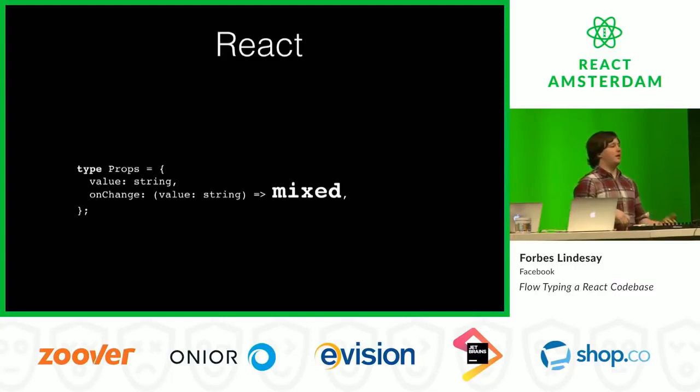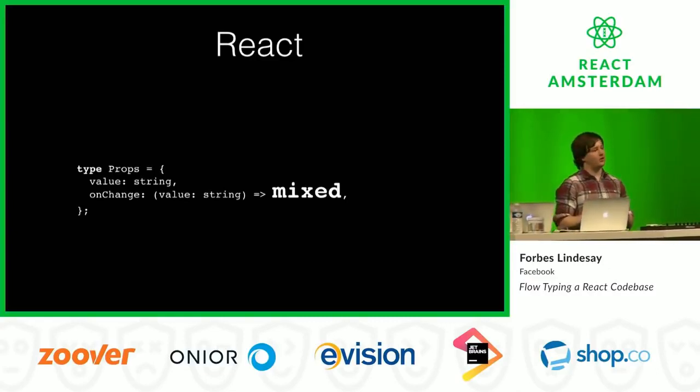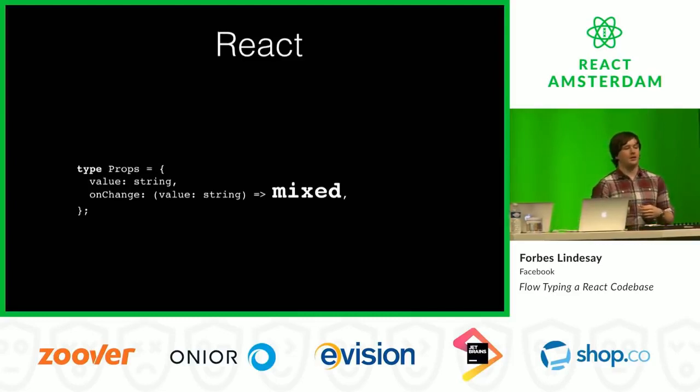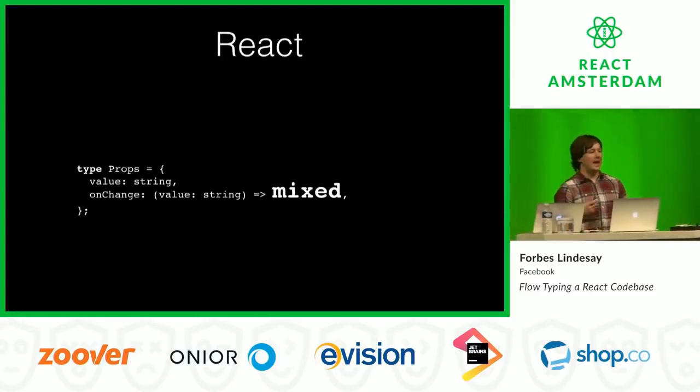So I could have said void here. I could have said the onChange function has to return undefined. But by saying mixed, I'm instead saying, I promise not to depend on the value this function returns. So Flow will verify that my component doesn't depend on that function returning undefined, which then means that I can pass in a function that doesn't return undefined, which in particular is useful if you want to pass in an arrow function, because that might end up returning a value that you don't care about.